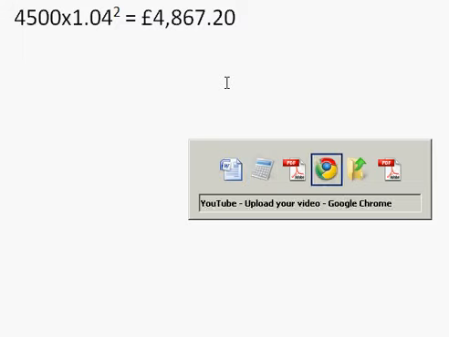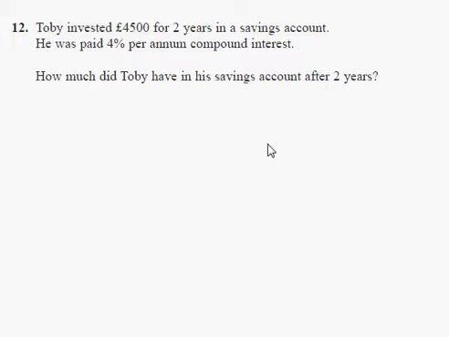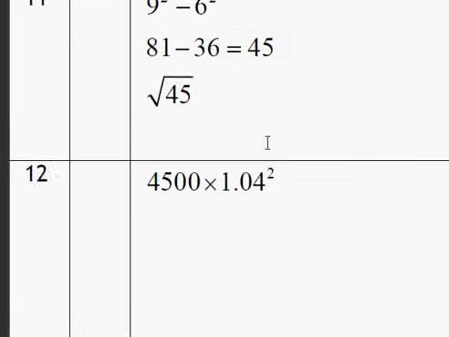Let's check the mark scheme to see if I got this correct. This is question 12. Yes, they wrote down the same thing: 4,500 times 1.04 squared, and that gave them £4,867 and 20p. They haven't written down the pound symbol because it's already written on the paper. If you got this answer, give yourself 3 marks.